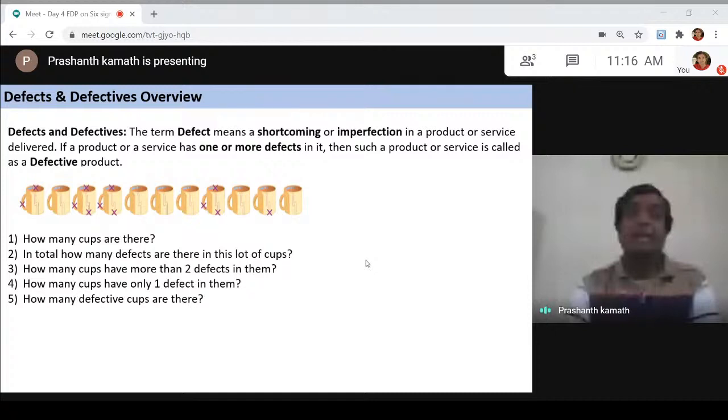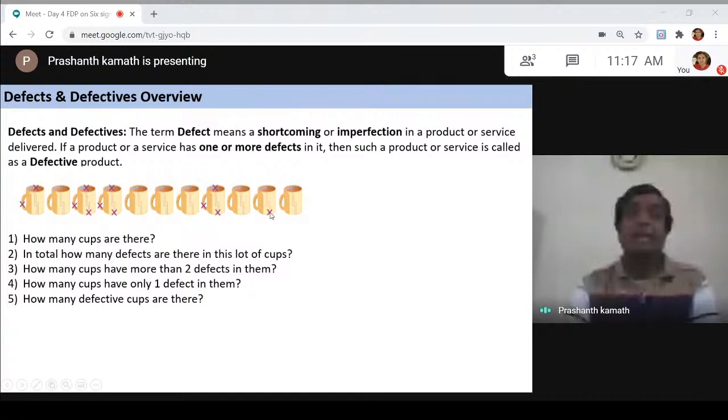So the definition of defective was anything which has 1 or more defects in it. It is called a defective product, right? So keeping that definition in mind, if I ask you how many defective cups are there, you have to find out those cups where there is 1 or more than 1 defect. So cup number 1 is defective. Cup number 3 and 4 are defectives because something or the other is broken. This cup is also broken or called as defective because 3 things are broken. And cup number 10 is also a defective cup because the base is broken.